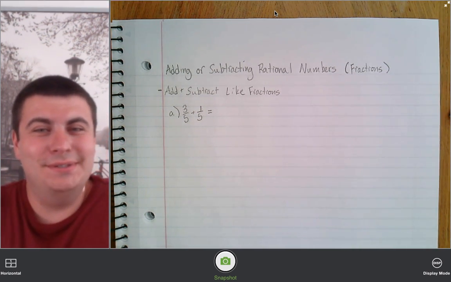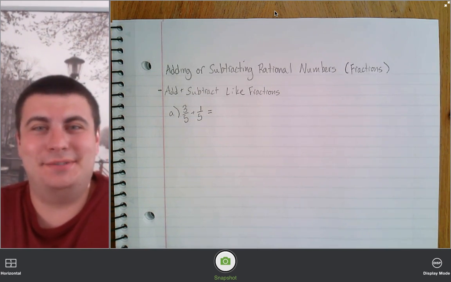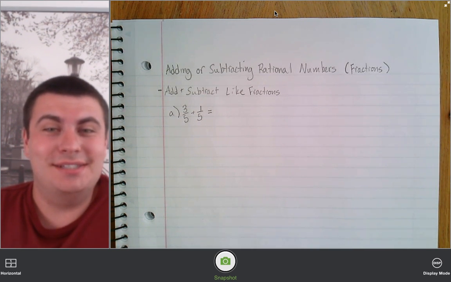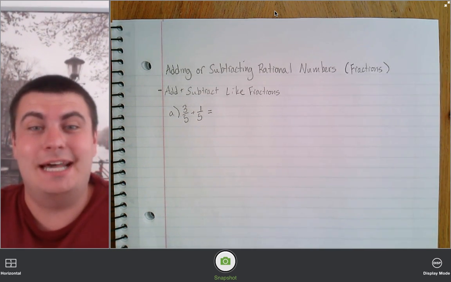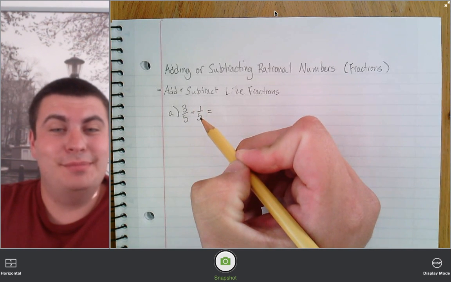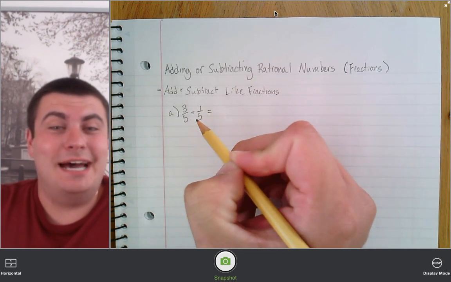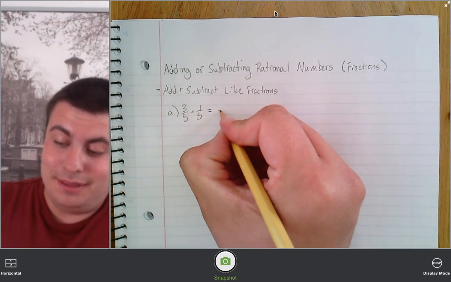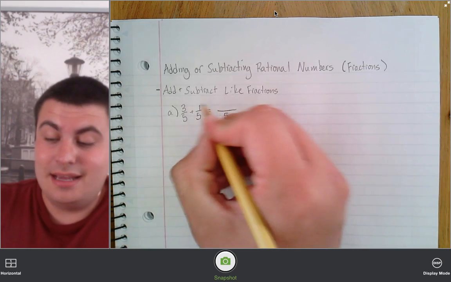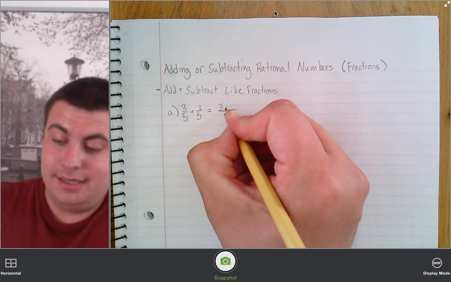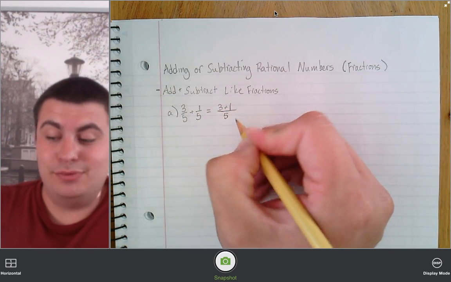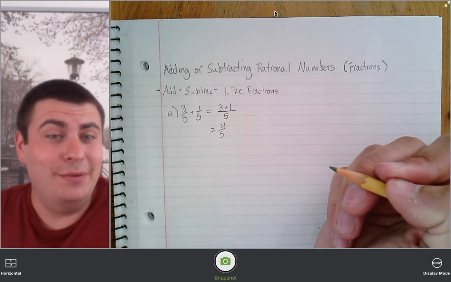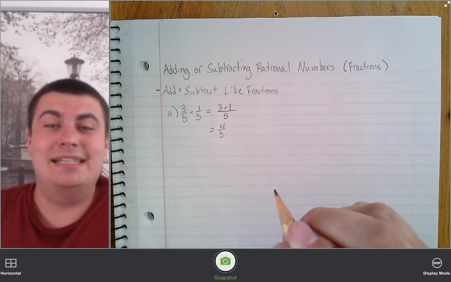Alright, today we're going to review how to add and subtract rational numbers being fractions. So we're going to start adding and subtracting fractions with the same denominator. If we start with 3/5 plus 1/5, with the same denominator it's very simple. We keep the same denominator, fifths, and we add the numerators, so 3 plus 1 over 5. We simplify to 4/5. There's no way we can reduce any further, so we leave it just as is, 4/5.